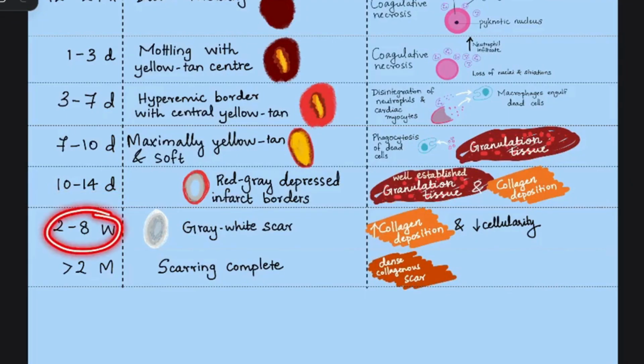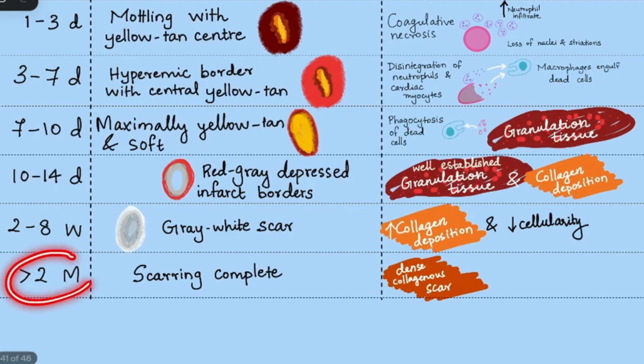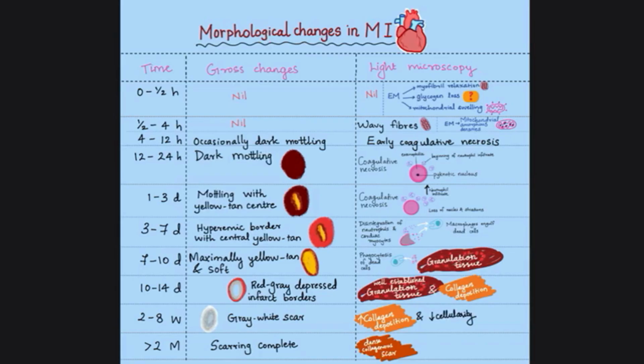Then we have 2 to 8 weeks when there will be development of a gray-white scar. Collagen deposition will be increased and also cellularity will be decreased. More than 2 months, scarring will be completed and there will be development of a dense collagenous scar. An infarcted area becomes grossly visible by around 12 hours, around this time.